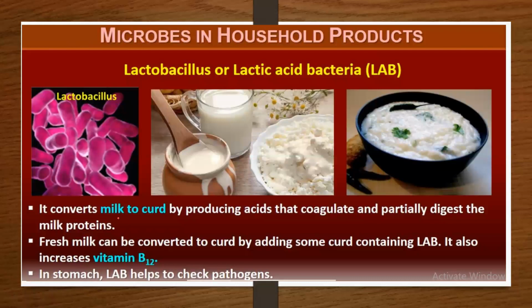The very first one is Lactobacillus bacteria, or lactic acid bacteria, LAB, which is used to convert milk to curd, and it produces acid that coagulates or partially digests the milk protein. And we use a small inoculum, a small amount of curd, to convert the milk into curd. Now, this LAB increases the vitamin B12 in the curd, and LAB also helps to check the pathogens present in the stomach.